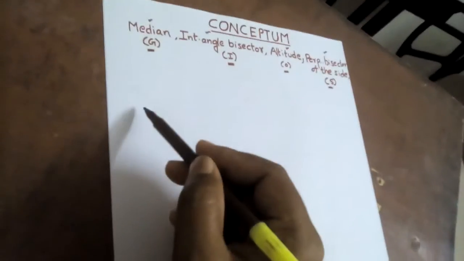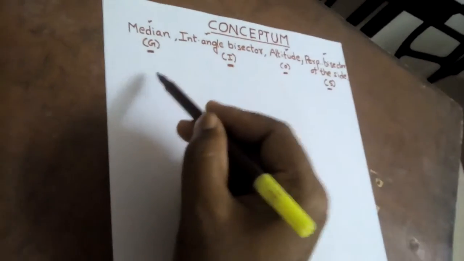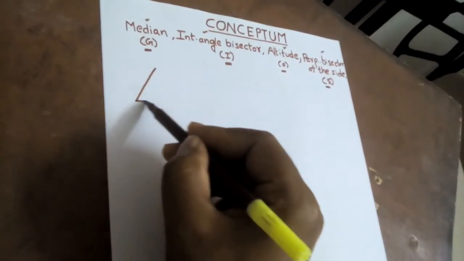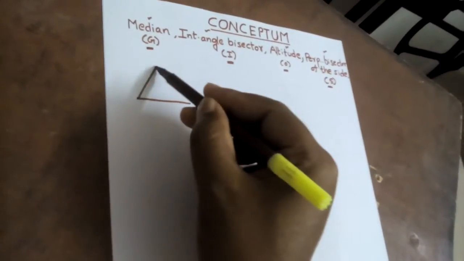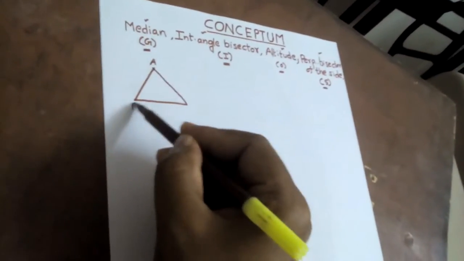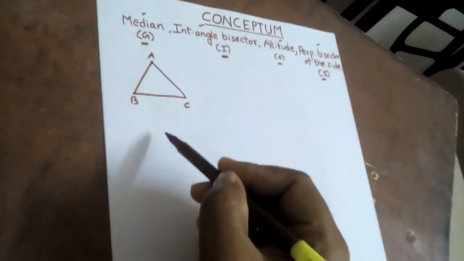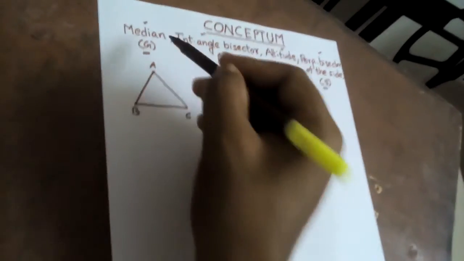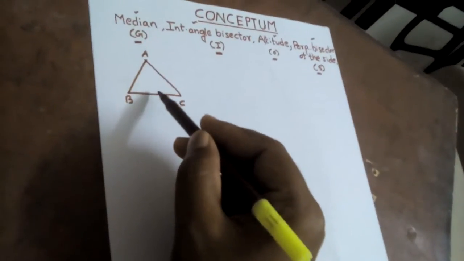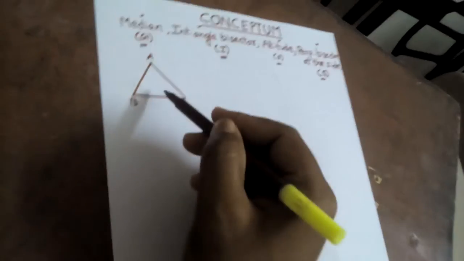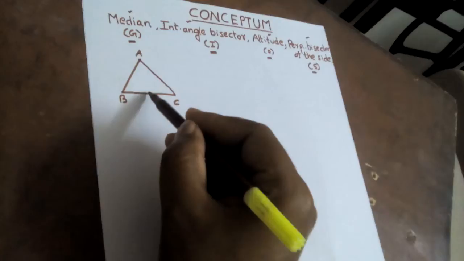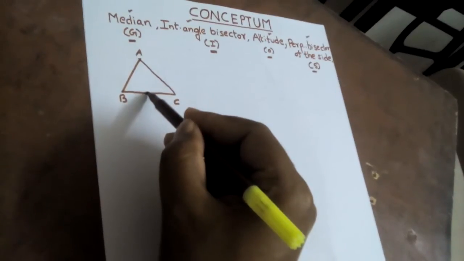First we discuss median. Consider a triangle. Say ABC is a triangle here. Now to draw medians, we should mark midpoints of the sides. So for that we have to measure the side BC, and from that we can find out the midpoint of it.